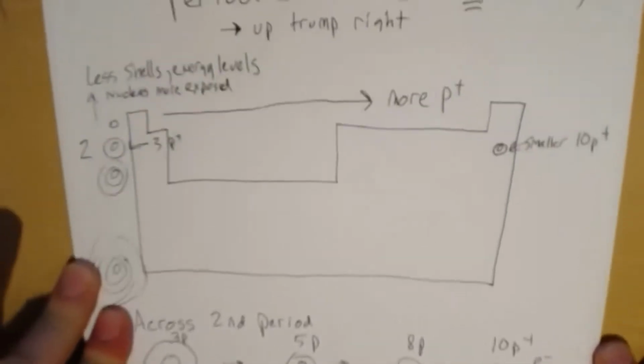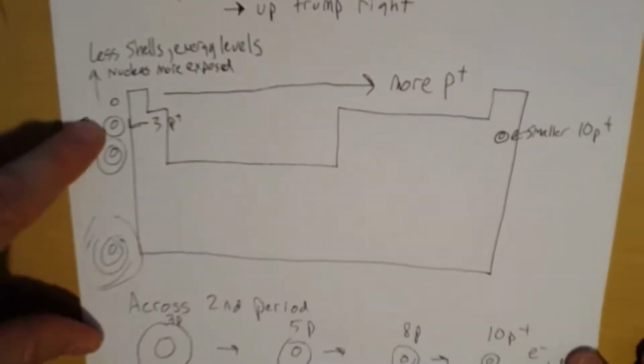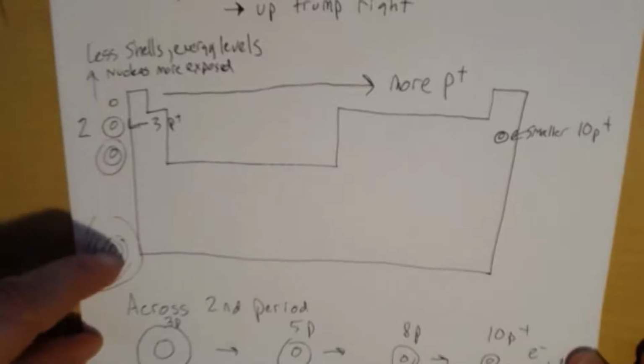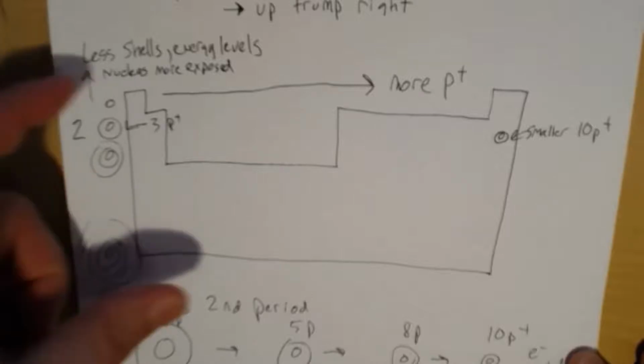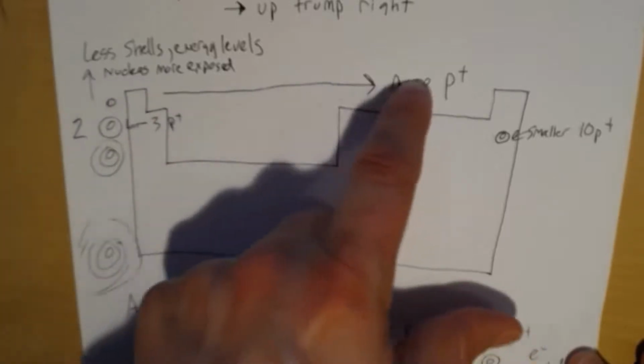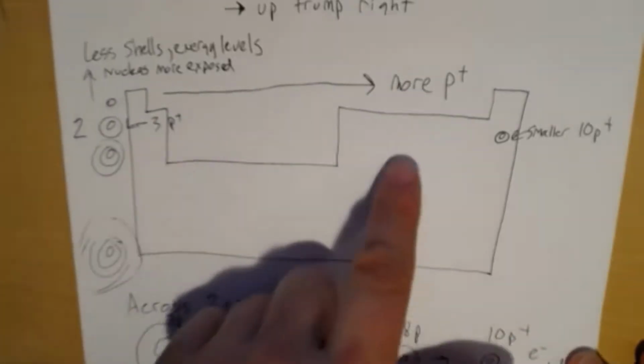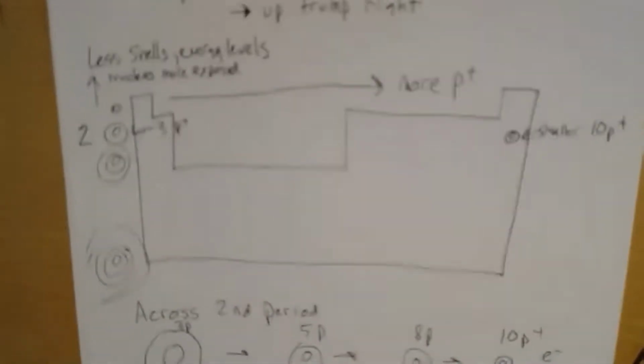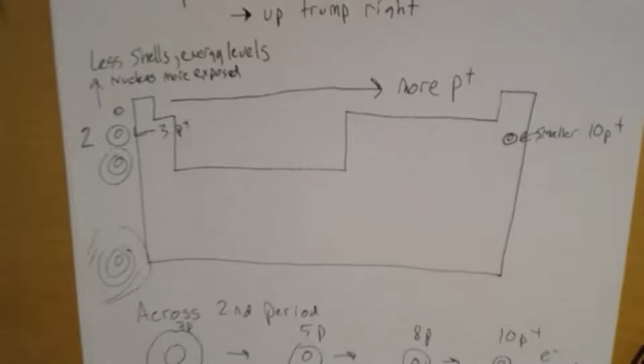So let's go back. Again, as you go up, you have fewer shells, and the nucleus is more exposed. As you go down, you have more shells. As you go across, you get more protons, so the more protons have a stronger pulling force. And so this is the up and to the right. Yeah? Okay.